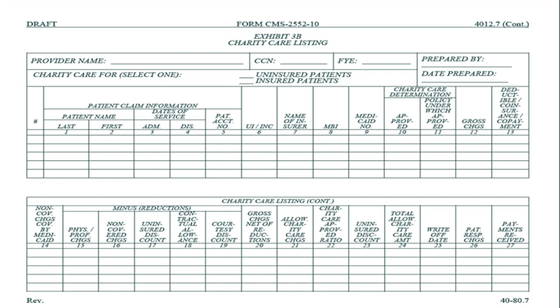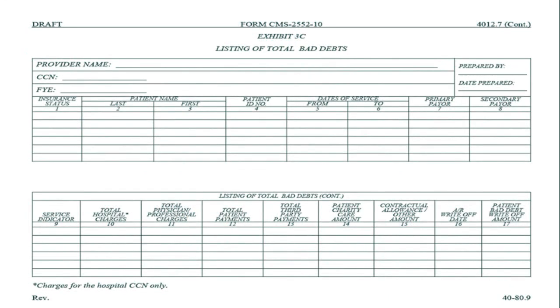And then the last is now also a listing of total bad debts, which wasn't included in the original request that was effective for cost reporting periods beginning on or after 10/1 of 18. But this is applicable now. It's got much the same information, demographic information from the patients, service dates.